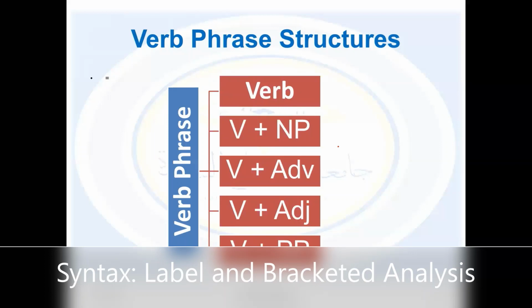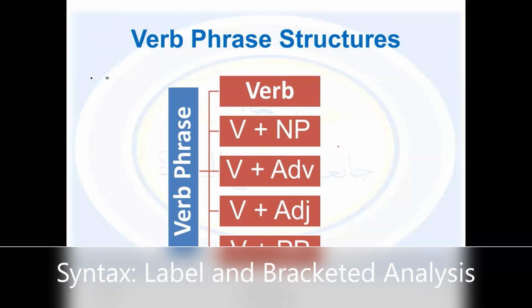Verb plus adverb is the third structure of the verb phrase. As when we say she runs quickly. Quickly here is an adverb. It's used with runs, and run is a verb. So run plus adverb, run plus quickly, will make what? Verb phrase, which includes runs plus quickly.